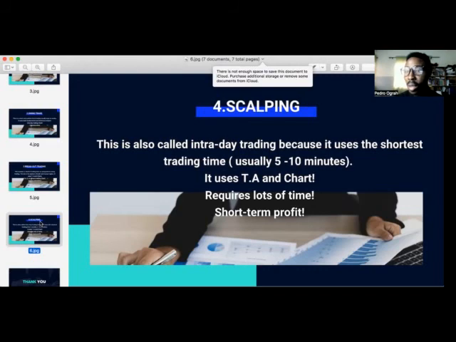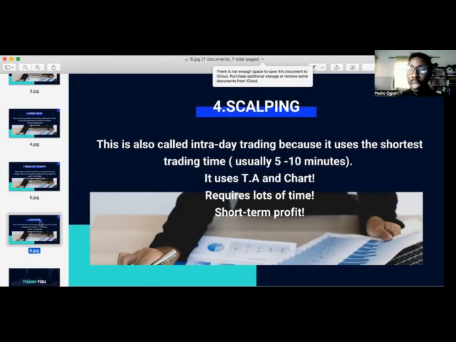In the breakout trade technique, you are looking for a breakout point. Breakout technique takes less time compared to swing trading. Then finally we talked about scalping. Scalping takes between 5 to 10 minutes. You use technical analysis, use charts, and it requires a lot of time. So these are the 4 basic trading techniques every trader should know.